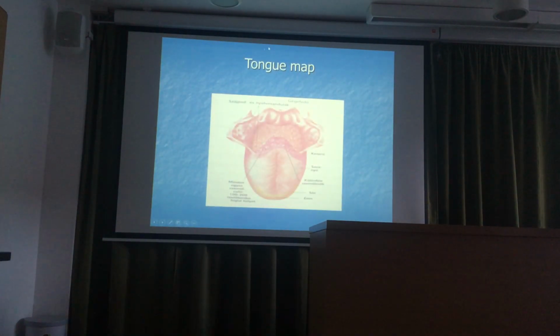The tongue has basically a map. You have probably heard about it. Mainly we can feel the sweet on the anterior part of the tongue, the sour also on the anterior part, and the bitter we can feel rather on the posterior part of the tongue.